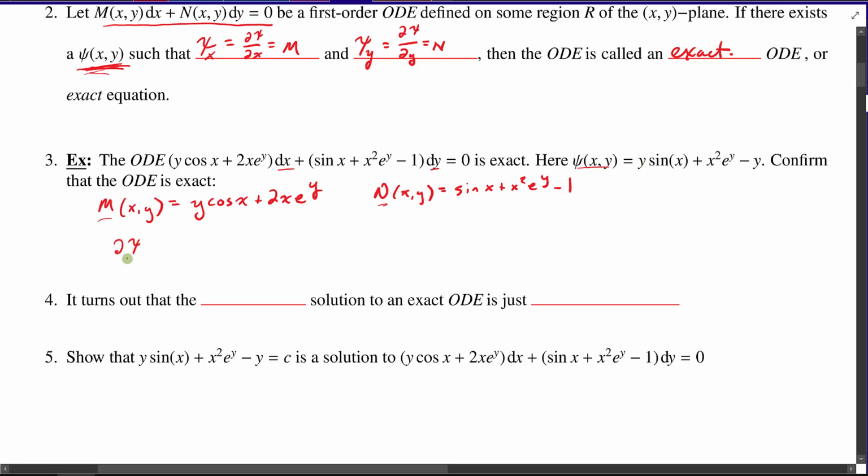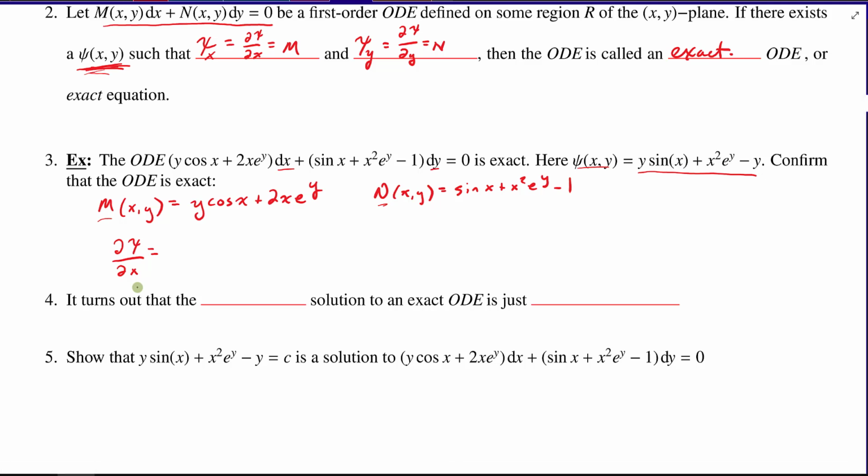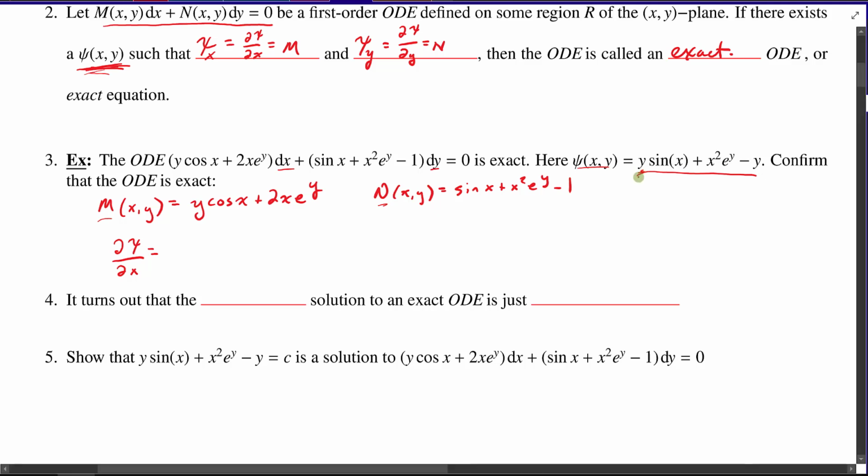Let's take the partial derivative of psi with respect to x. So I'm taking this equation here, and remember how you take partial derivatives. If you're taking it with respect to x, you're going to treat all other variables in the function as a constant. So I'm going to treat this y as if it were the number 4 or the letter a or something like that. And same thing with this y and this y when I'm taking the partial derivative with respect to x.